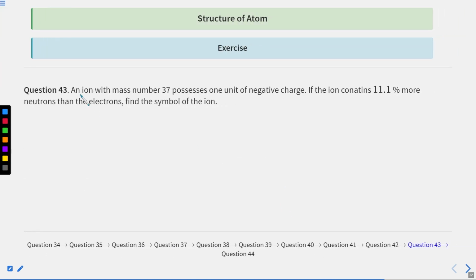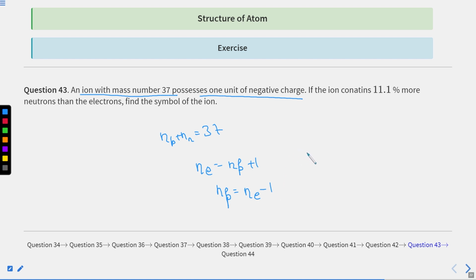Next, an ion with mass number 37 possesses a unit of negative charge. So it is written that for the ion, the number of protons plus the number of neutrons is given, and it contains one extra electron, that is, number of electrons is equal to number of protons plus 1. It is given that the ion contains 11.1% more neutrons than electrons. So what does it mean? If you want to calculate the number of protons from here, that would give us number of electrons minus 1.